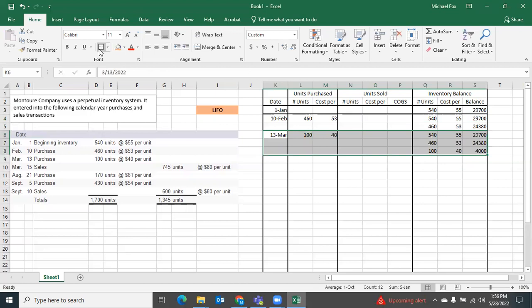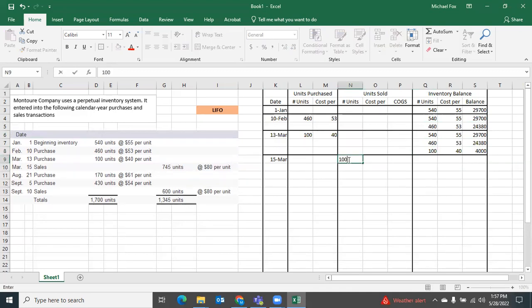So now we're going to get to where this is different from first in, first out, because we're going to get to their first sale on March 15th. And they sold 745 units. And our question, as always, is which units did they sell? So we're going to assume these newest units, the ones most recently purchased, are the first ones to sell. So if they sold 745 units, I'll say, okay, they sold all 100 of the $40 units. And they sold all 460 of the $53 units.